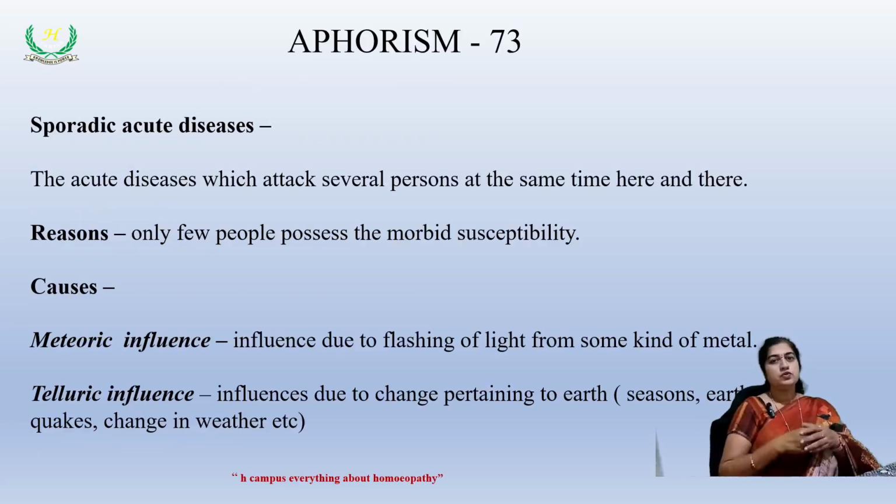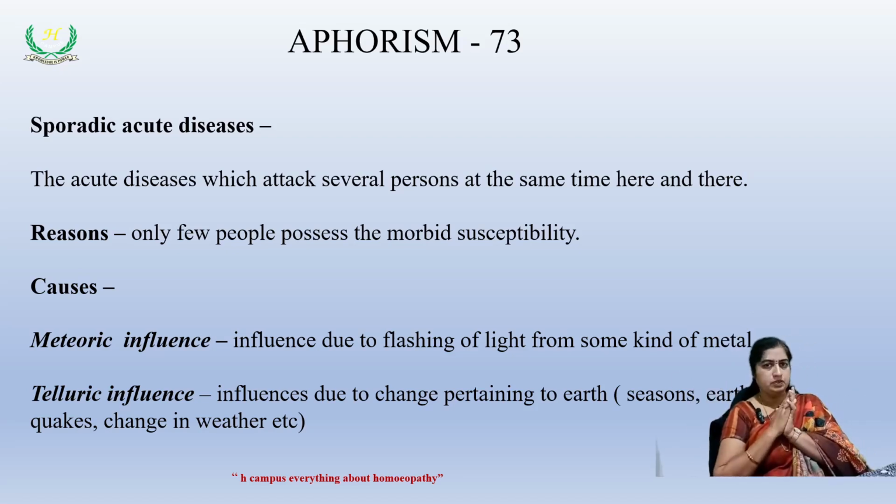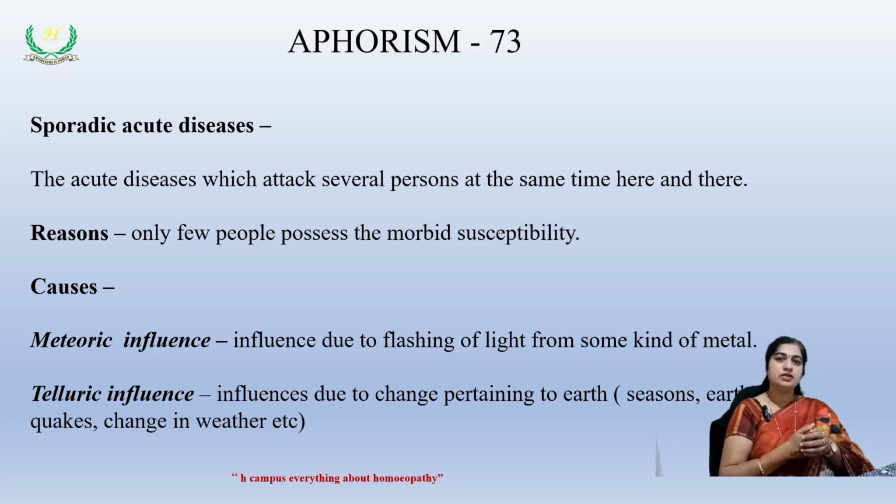Now let's come to sporadic acute diseases. Those diseases where several persons are suffering at the same time here and there. Not whole area is suffering. A few people are suffering. This shows that only few people have got morbid susceptibility. Causes can be meteoric influence or telluric. What is a meteoric influence? Influence due to flashing of light from some kind of metal is a meteoric influence. Telluric influences, these are the changes pertaining to the earth. It could be earthquake, it could be seasons, or it could be change in the weather. These things can give rise to several persons suffering at a time here and there.